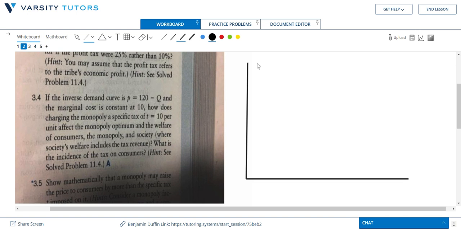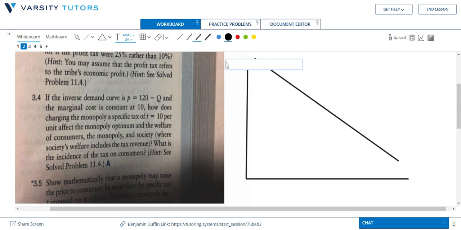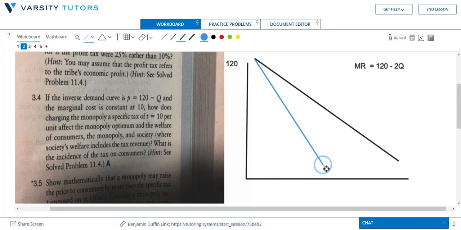We are starting on question 3.4. I'm just going to go ahead and start drawing out everything. You're pretty familiar with the regular demand curve. I know that this is 120. I also know that technically the marginal revenue is equal to 120 minus 2Q, which is important for drawing the marginal revenue line. Marginal revenue line starts at the same place.